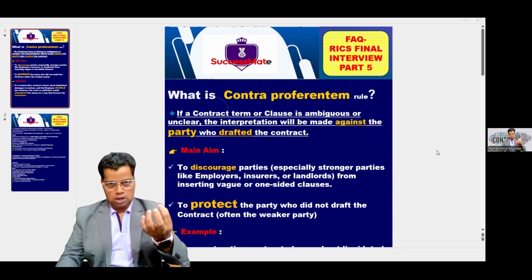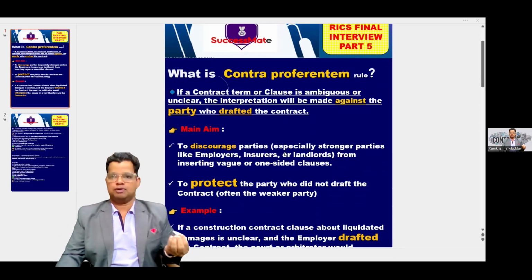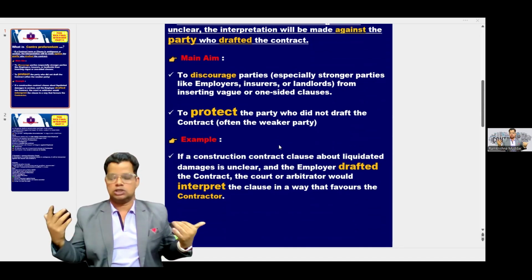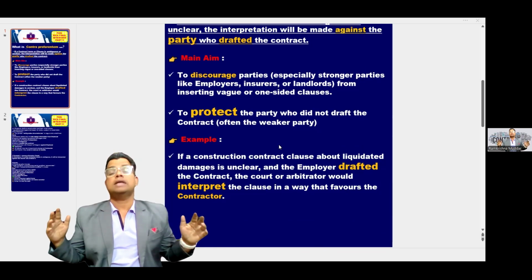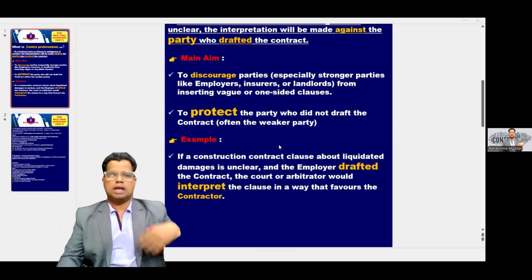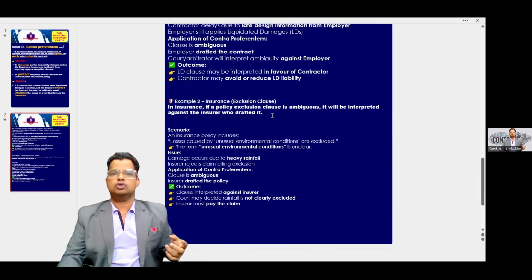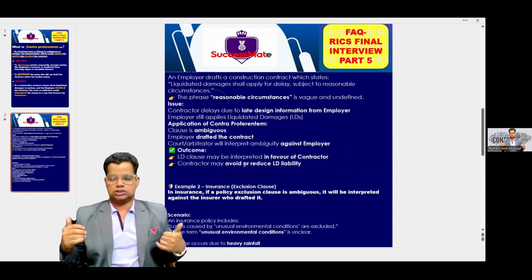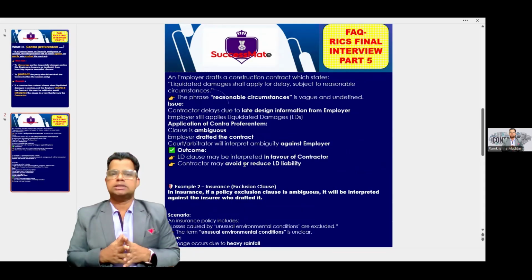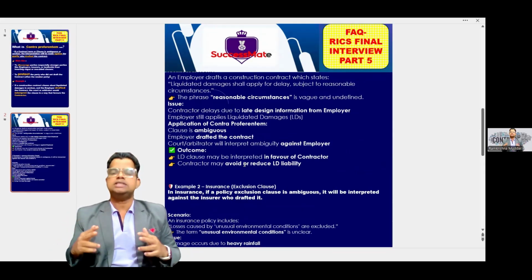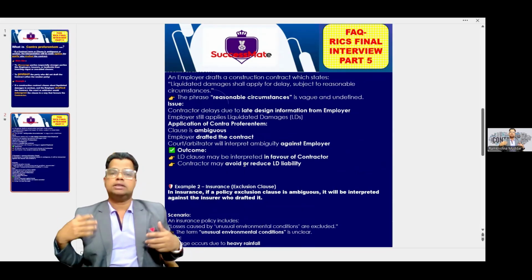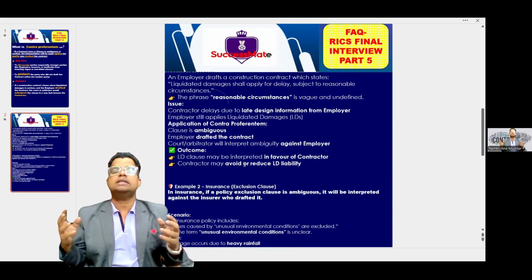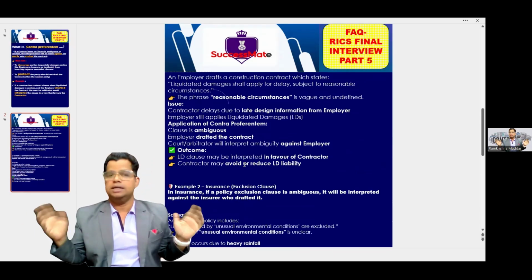Let's understand two examples of this rule, then things will be clear for you. For example, take a construction contract clause like liquidated damages. If it is not clear, and the employer has drafted it, let's expand this example. The employer drafts a construction contract which states liquidated damages shall apply for delay subject to reasonable circumstances. Here it is not saying when the LDs will be applied. It is just saying at reasonable circumstances. It's a vague and undefined issue.